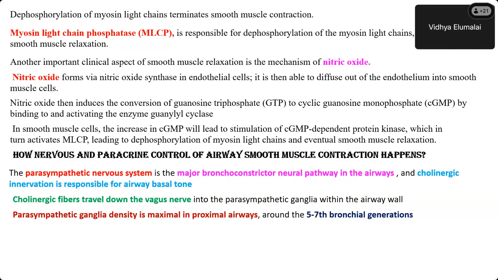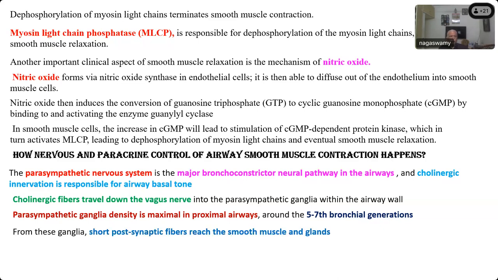So up to the 17th generation, it is mainly the conducting passage for the air to travel. From 17 to 20 or 21, sometimes called the transition zone, both passage as well as some amount of exchange of gases happen. From 21 to 23, it is purely the exchange zone, where the uptake of oxygen and removal of carbon dioxide happens. So from these ganglia, short postsynaptic fibers reach smooth muscles and the glands.